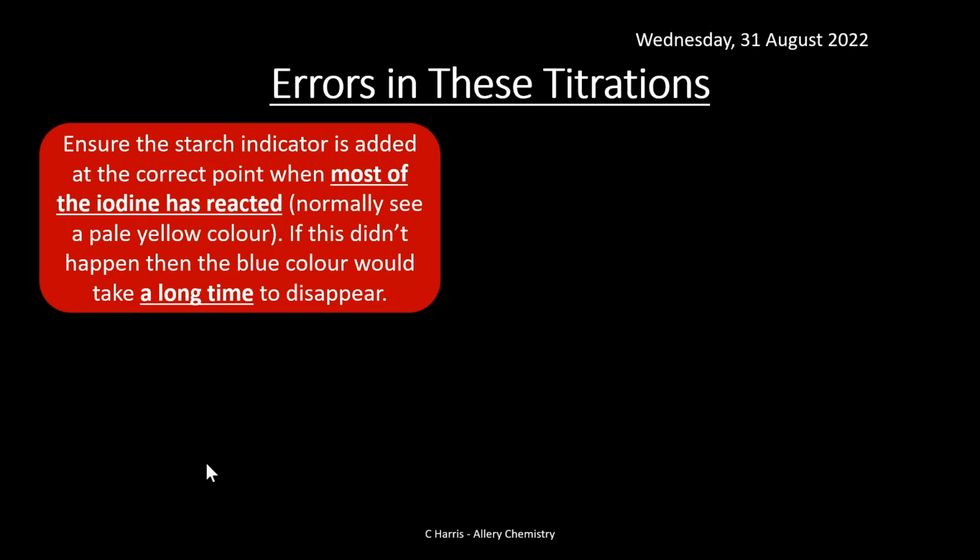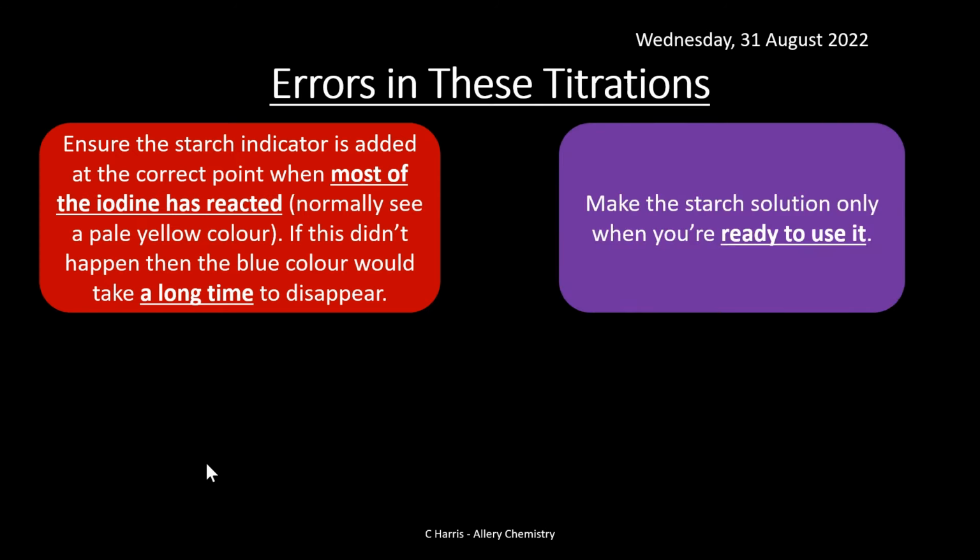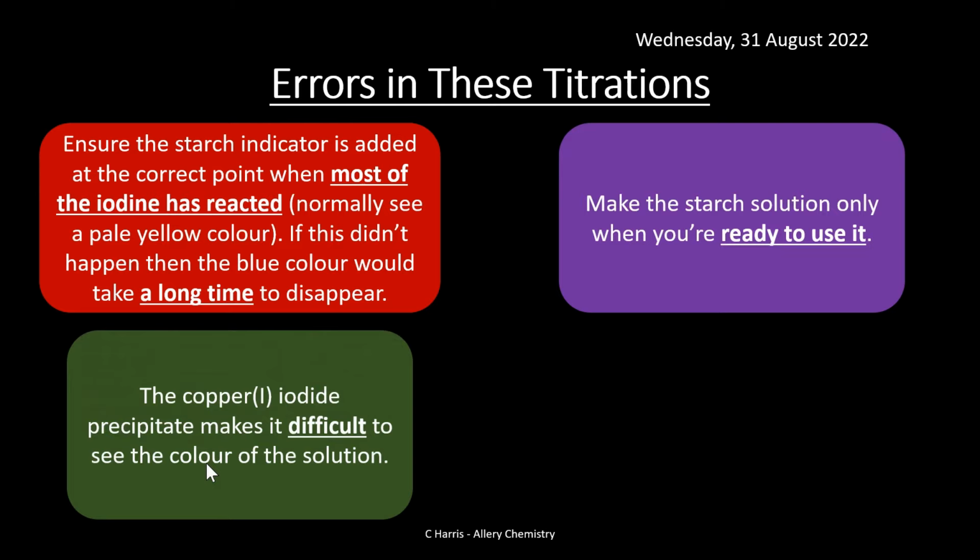So you just want to, when it's nearly all the iodine, so you've added your thiosulfate in there, you keep adding it, and you get this pale yellow colour that's been formed. We add the starch in there, and then we add the thiosulfate drop by drop until that dark blue colour disappears completely. Now we're going to make that starch solution ready, because the starch is going to be used as an indicator, so you've got to have it ready when you're ready to use it.